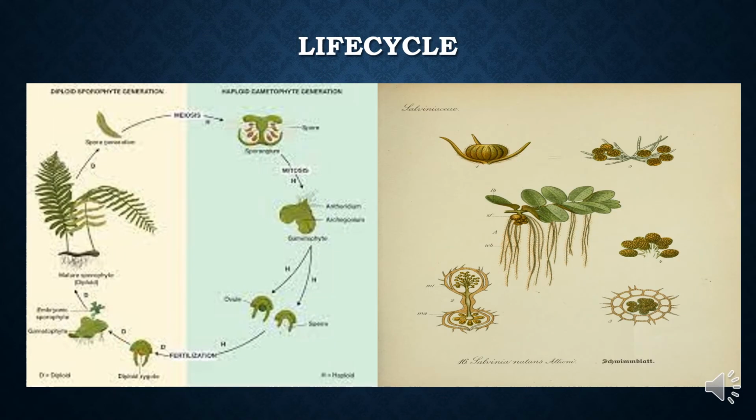This is the life cycle in Salvinia. We know that Salvinia, along with other pteridophytes, has alternation of generations. So they have a sporophyte, and this is the entire life cycle of a fern, though we are dealing with only a water fern. This is the plant body of Salvinia. The plant body is the sporophytic plant body, and it bears spores.